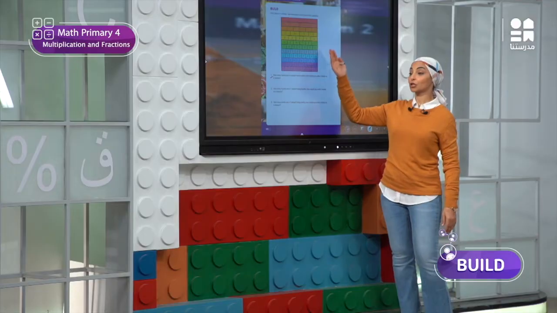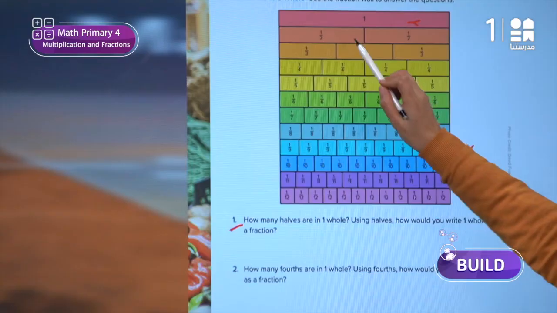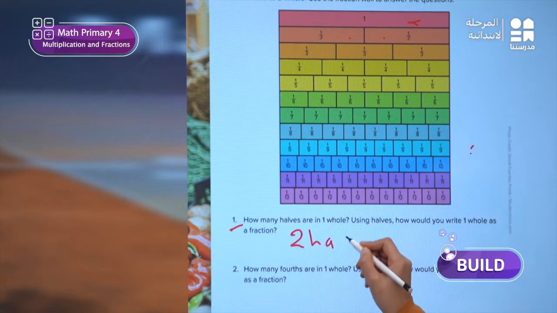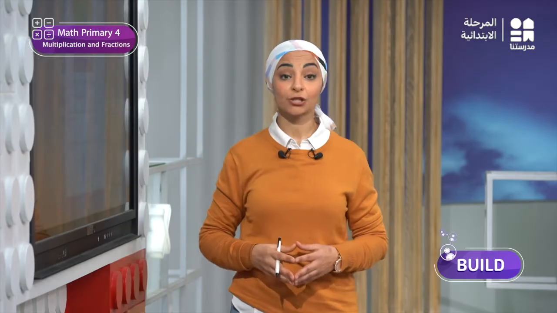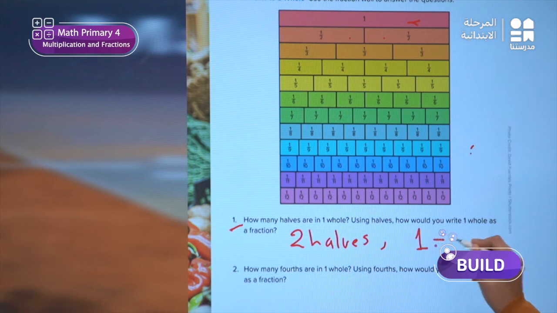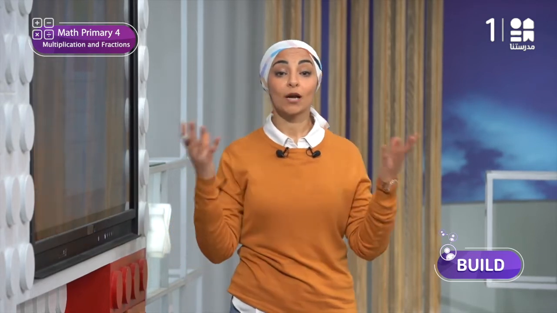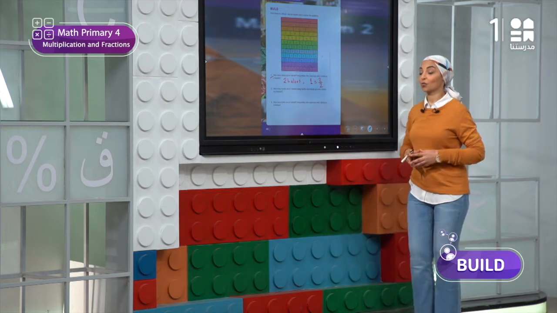When using the fraction wall هلاقي إن ال1 whole فيه كام half. Yes, it is made up of 2 halves like you see here, right? So 1 whole equals 2 halves. Okay. طيب now لو أنا عايزة أكتب 1 as a fraction using the half هكتب 1 equals what? Of course 1 equals 2 over 2, right? Okay. Now we can divide the 1 whole into 2 halves as you see from the fraction wall.